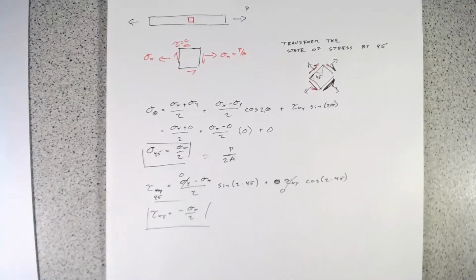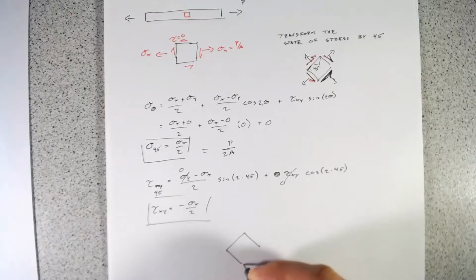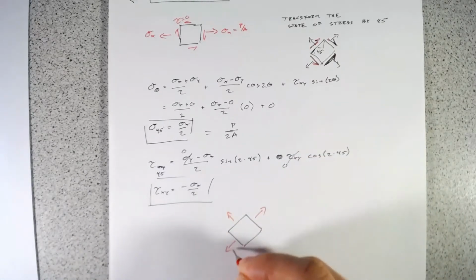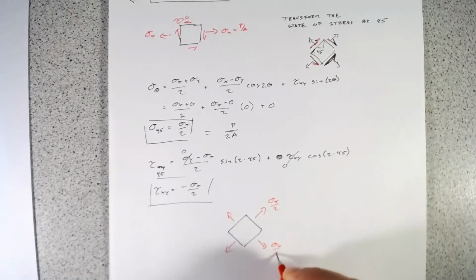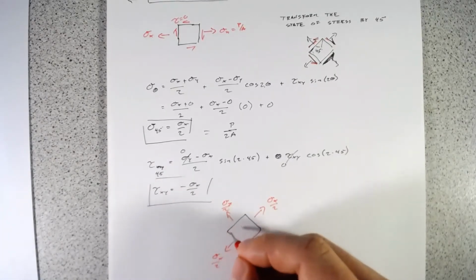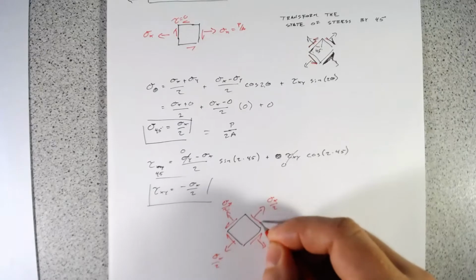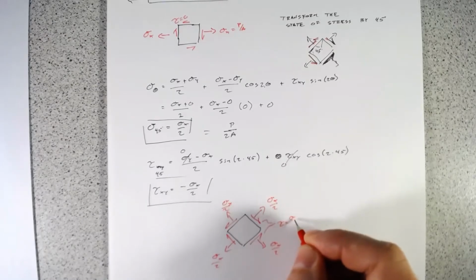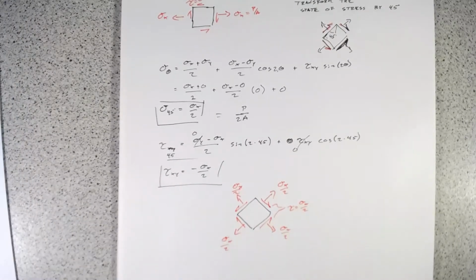And really, what our stress state ends up looking like is, if this is our little stress block at 45 degrees, we have some normal stress of sigma x over 2, and then we also have some shearing stress, tau equals sigma x over 2.